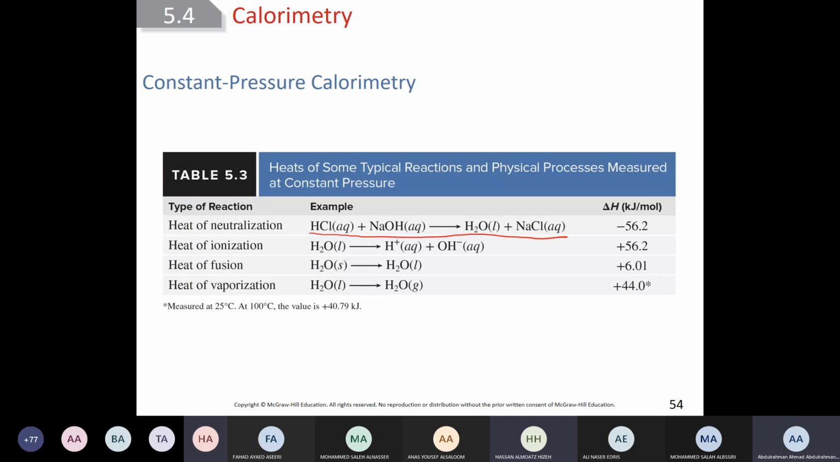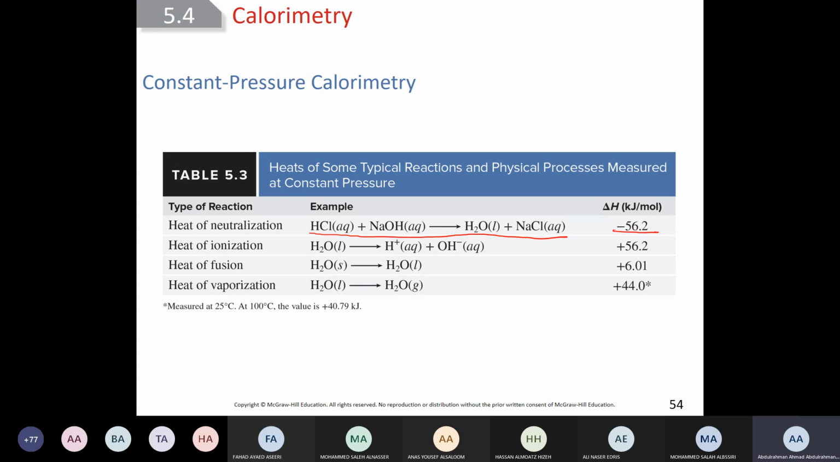Neutralization. Why do we call it neutralization? Because it's between what? Base and acid. From base and acid, and this is delta H for this reaction. Don't memorize it, but I can tell you the heat of neutralization of HCl plus NaOH is this number. I want you to be able to write the reaction.